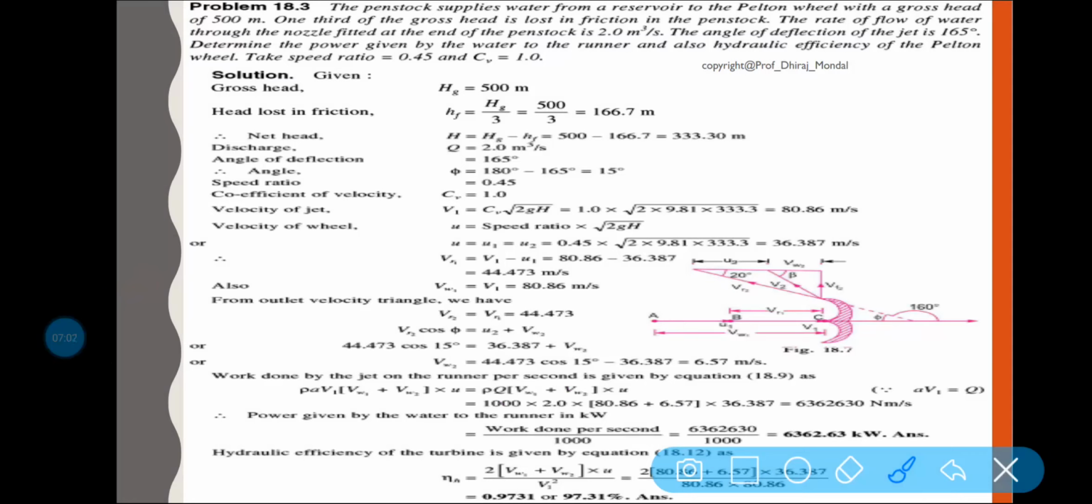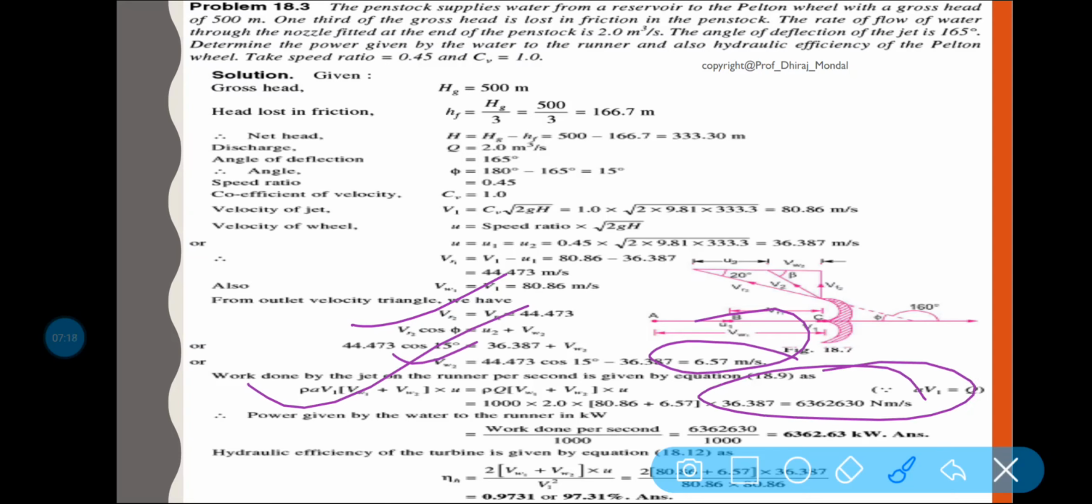Here, you can see Vr2 is equal to Vr1, and Vw2 is equal to Vr2 cos phi minus u2. Clear? So ultimately Vw2 is this. Put the value and you will get this much. After dividing by 1000, you will get 6362.63 kilowatt. That is your answer. Anything else which is being asked?